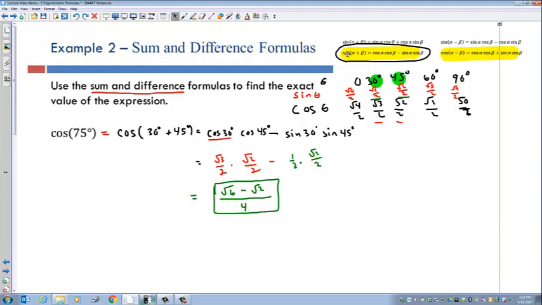Probably the most important thing is that you're just aware that these formulas actually exist because they're used to prove various formulas in calculus. We need them to prove certain things. So as long as you're aware that they exist, it's nice to have them memorized because then you can recall them relatively easily if you ever need them.